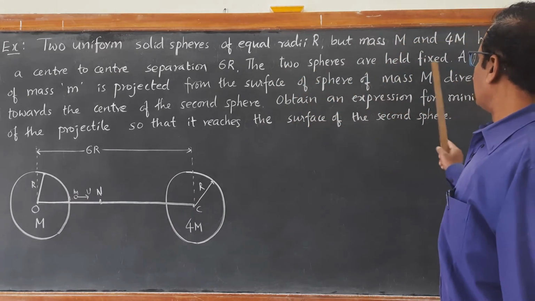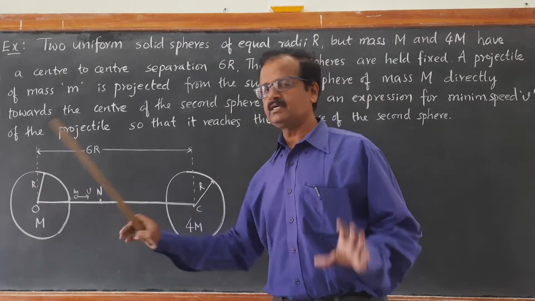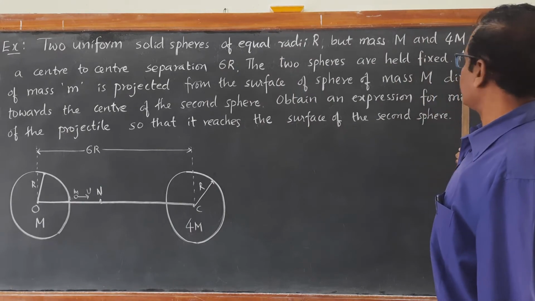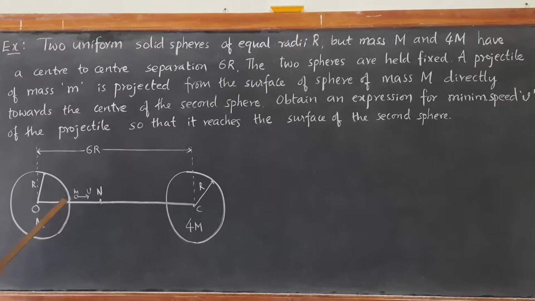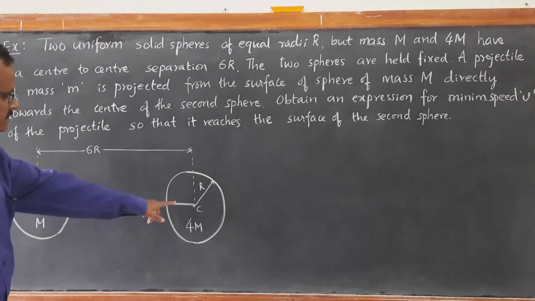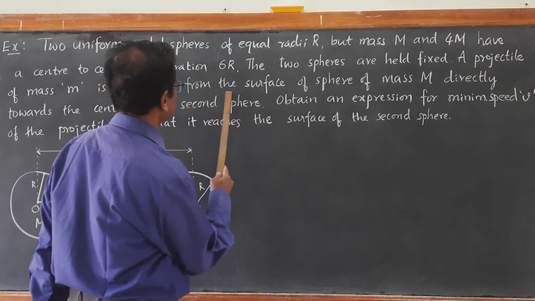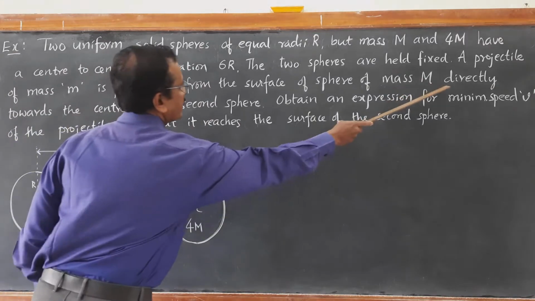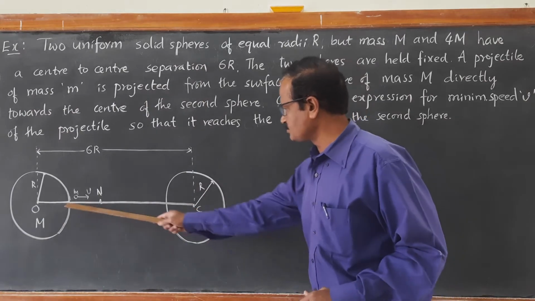The two spheres are held fixed. Assume that these two spheres are held fixed at their center to center distance. A projectile of mass m is projected from the surface of the first sphere, of mass capital M, directly towards the center of the second sphere, like this, straight.